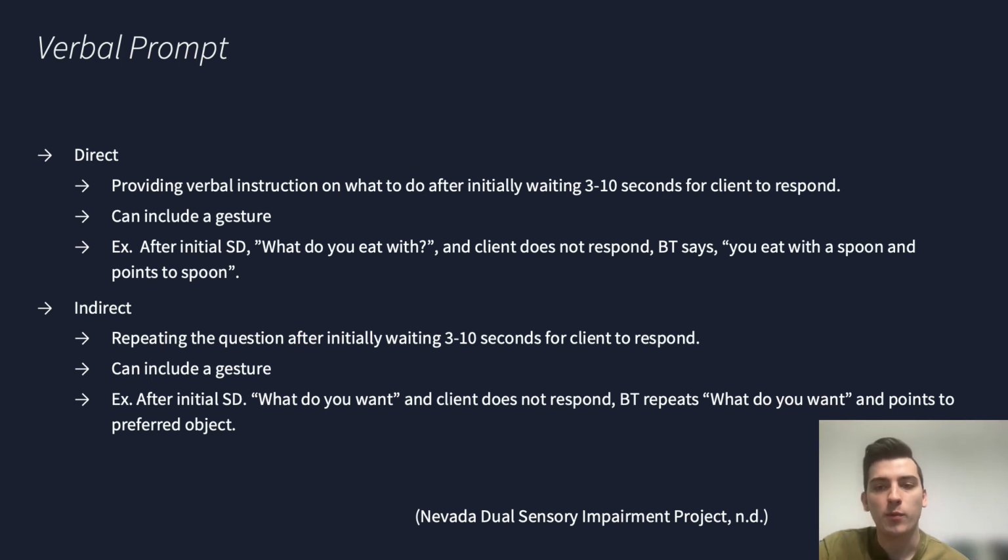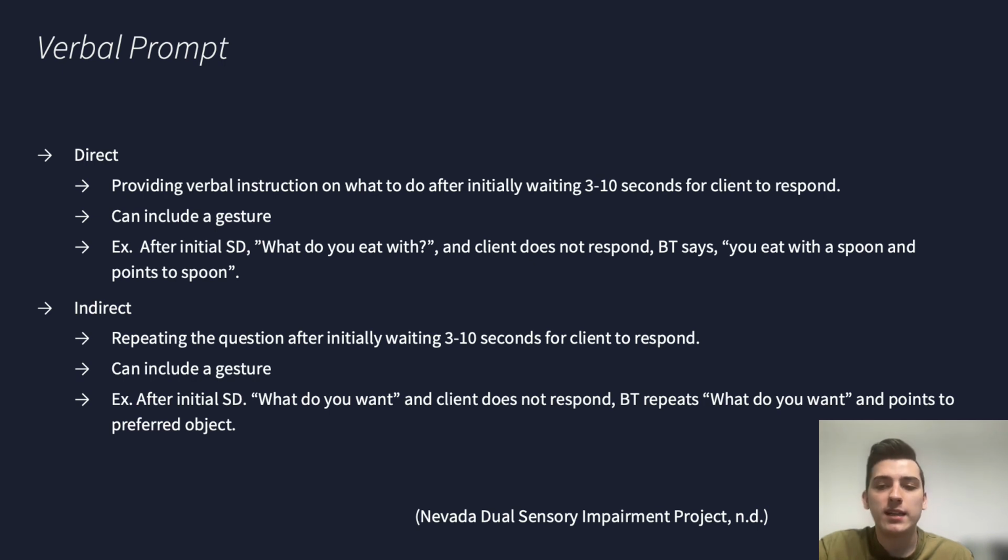Here, we will discuss verbal prompts. Verbal prompts can be further broken down into 2 subcategories, direct and indirect. According to the Nevada Dual Sensory Impairment Project, a direct verbal prompt is demonstrated by providing a verbal instruction on what to do after initially waiting 3 to 10 seconds for the client to respond and no response is given. Direct verbal prompts can also be paired with a gesture. An example of this would be, after an initial SD, "What do you eat with?" and the client does not respond, the BT says, "You eat with a spoon," and they may pair that by pointing to the spoon.